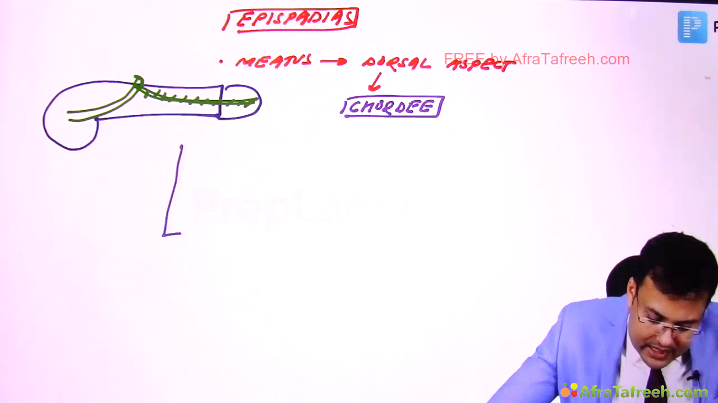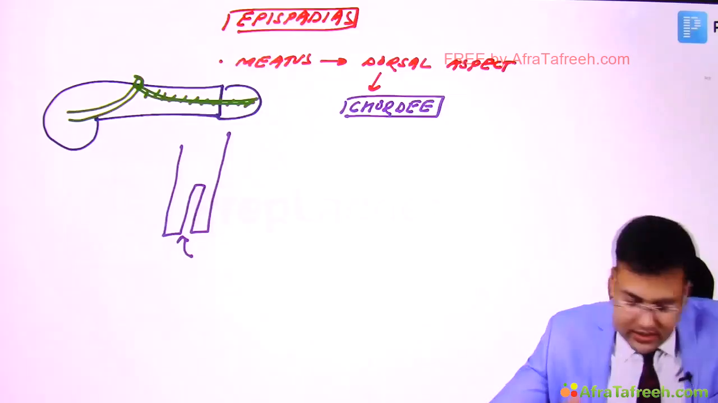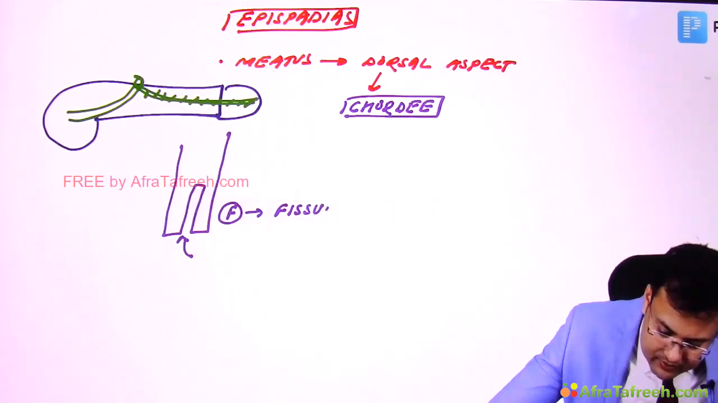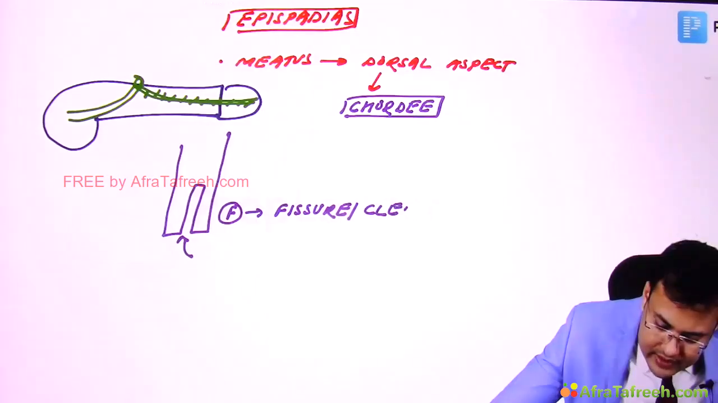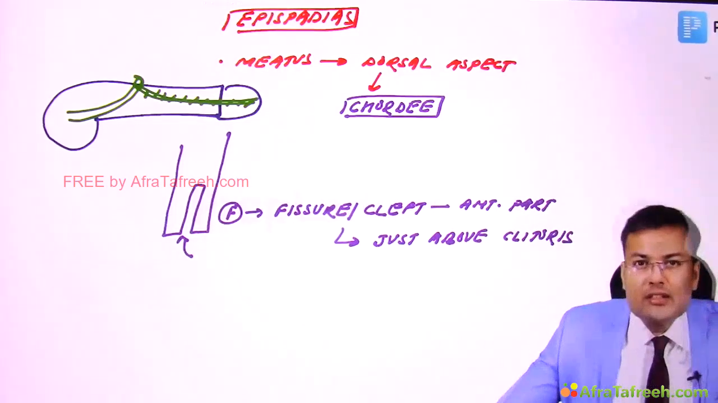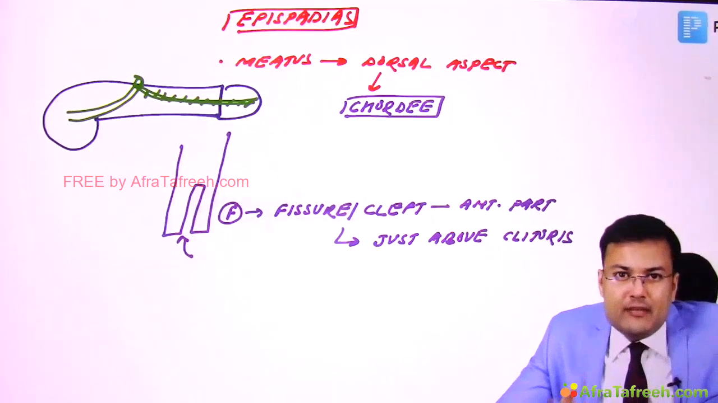What's the problem? In females there is fissure or cleft in the anterior part of urethra which opens just above the clitoris. Clear? So in females there is fissure or cleft in the anterior part of urethra, and this is going to open just above the clitoris. When we were discussing the bladder, we discussed ectopia vesicae or extrophy bladder.